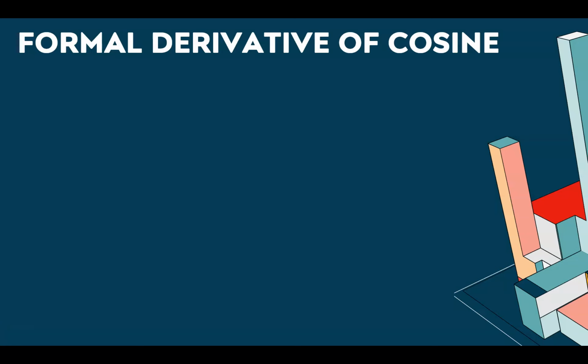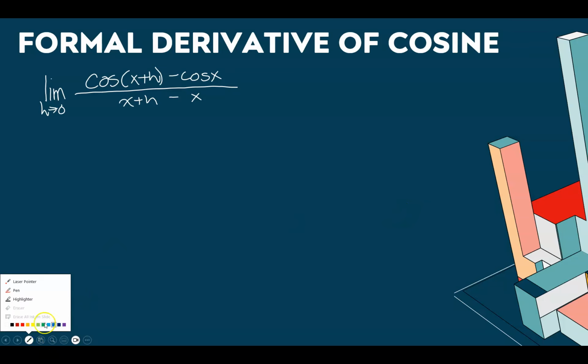So how would we find the formal derivative of cosine? Well, really similar process to the formal derivative of sine. Start out with limit as h goes to 0, cosine of x plus h minus cosine x over x plus h minus x. Just like with the formal derivative of sine, we get the x's to subtract, and well, dang, if I substitute in 0, I'll have cosine x minus cosine x over 0. So 0 over 0. I must need to rearrange.